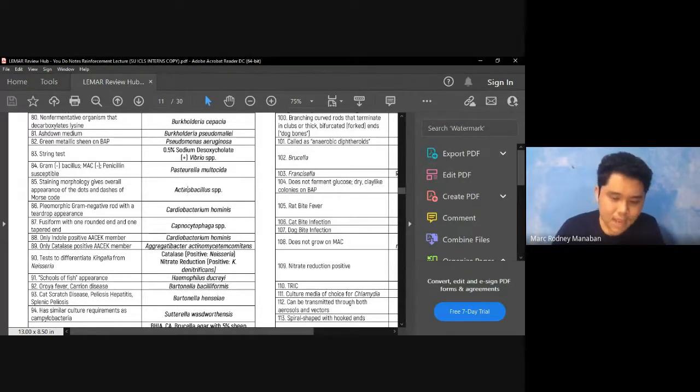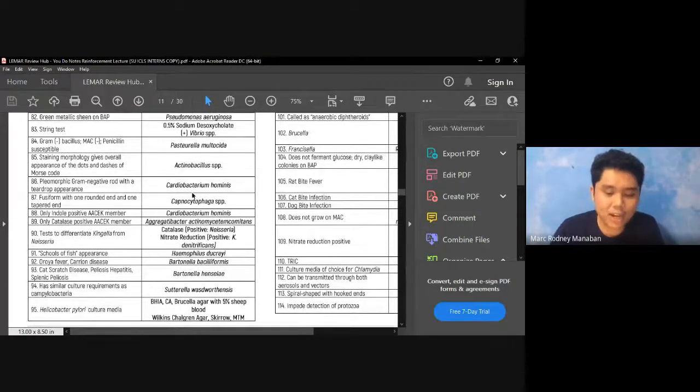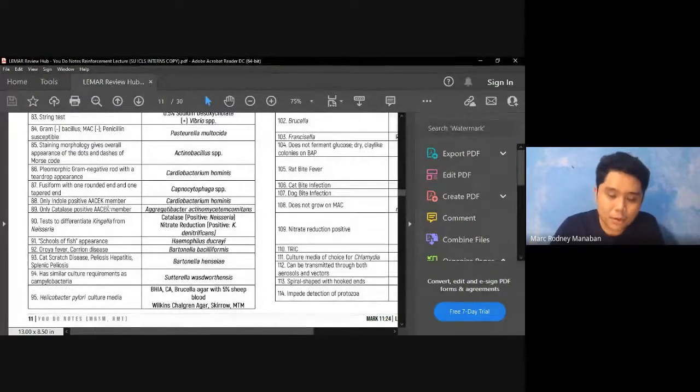Alright, okay. Next, teardrop appearance, gram-negative rod, Cardiobacterium hominis. Alright. Next, fusiform with one rounded end and a tapered end, Capnocytophaga. And again, Capnocytophaga, gliding motility. Alright. Next, for the HACEK member, only indole positive, that is your Cardiobacterium hominis. For only catalase positive, it's the Aggregatibacter actinomycetemcomitans.